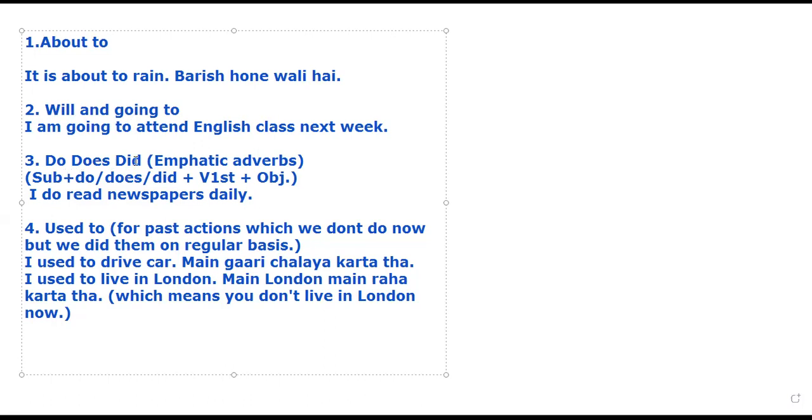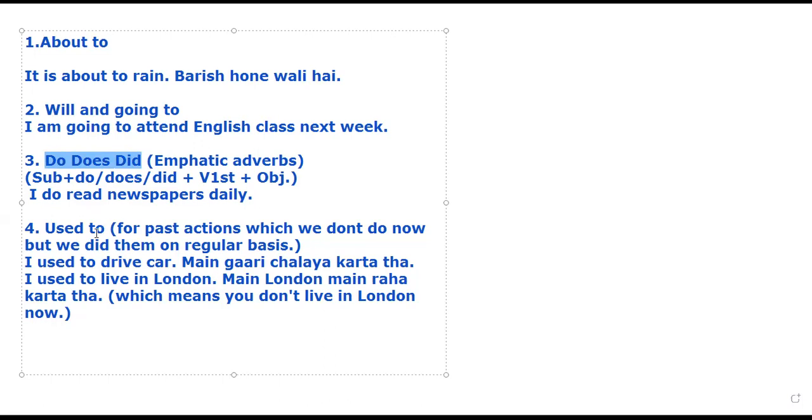And then do, does, did as emphatic adverbs. We always use them before the first form of the verb, and we use them to emphasize some action, to assure others that we really do that. So if I say I do perform namaz, that means मैं नमाज पढ़ता तो हूँ. I did inform you about the meeting. मैंने आपको meeting के बारे में inform किया तो था. So we use it to emphasize some action that we really do or we really did. For example, I do read newspaper daily. मैं रोजाना newspaper पढ़ता तो हूँ.